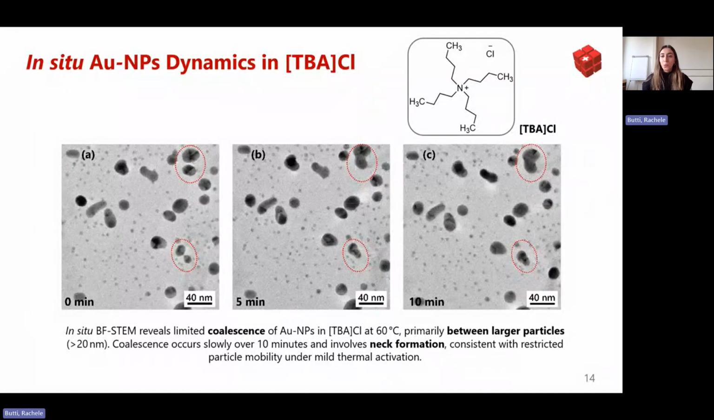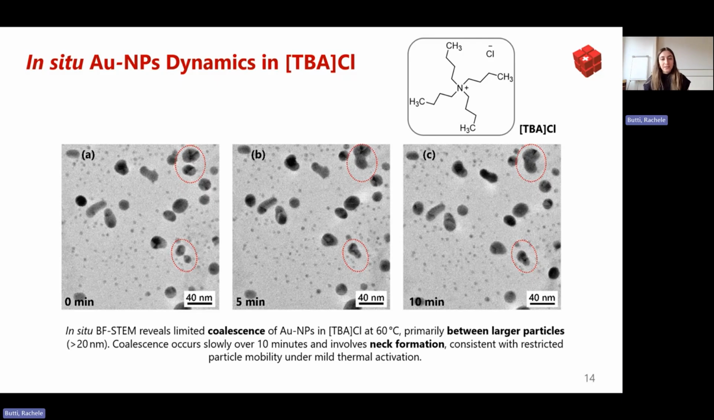Regarding the second ionic liquid that I used, this is based on tetrabutylammonium chloride, which has a different chemical structure from the previous one. And here in this in situ bright field STEM, we see that there is still a classical coalescence event between the particles at 60 degrees, but this happens between larger particles, and it's slower, because it goes from 0 to 10 minutes, and the particles are just generally bigger.